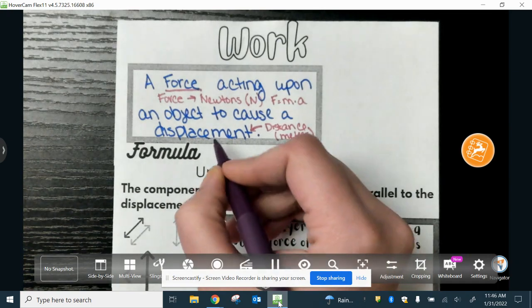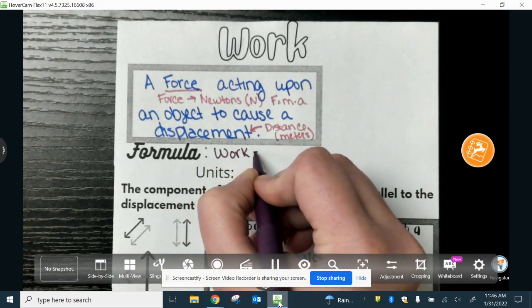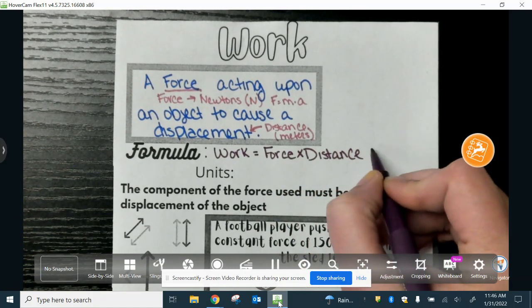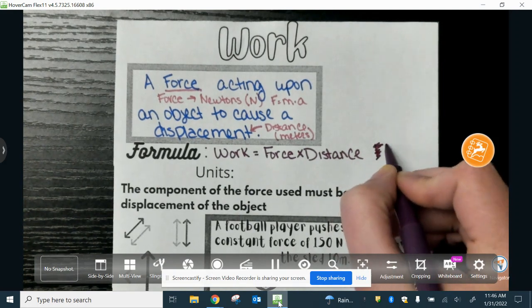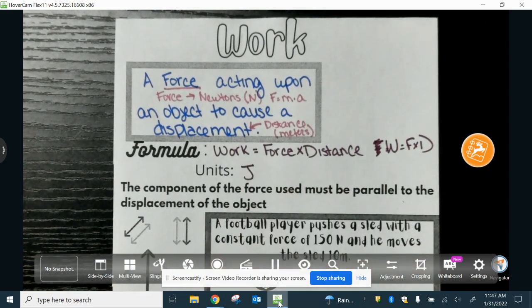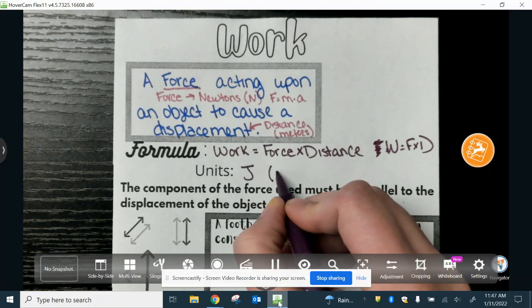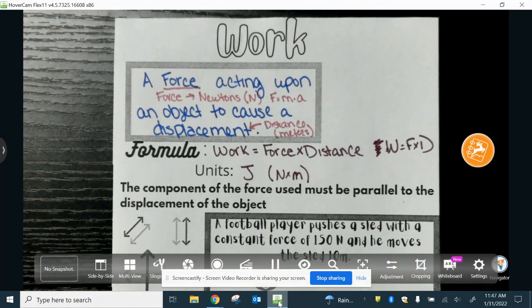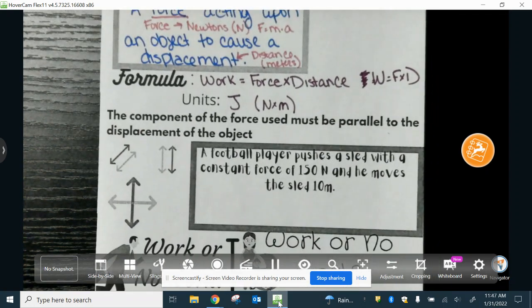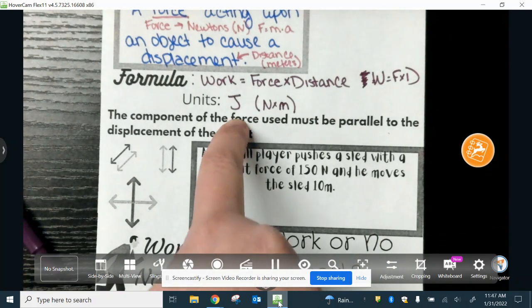All right, our formula for work is work equals force times distance. Oops, it's not F. W equals force times distance. And so the units are joules, which is newtons times meters converted into joules. It's a 1-to-1 conversion. 1 joule is 1 Newton meter, 1 Newton meter is 1 joule. So for all intents and purposes, work has the same formula, 100%, as energy did.